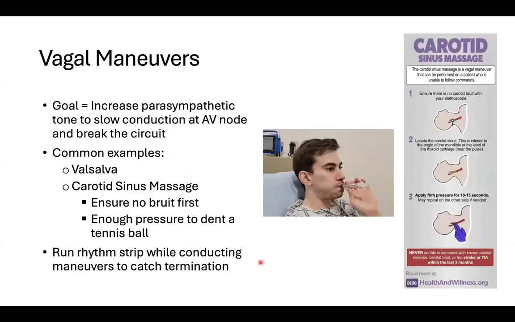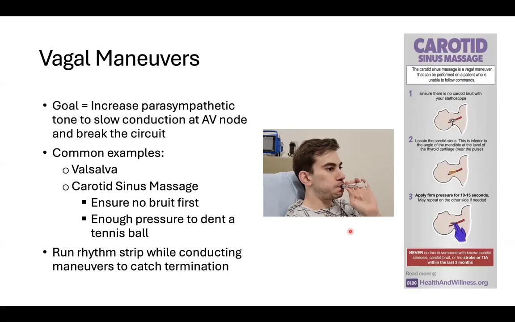Perfect. And so, stepping a little into the management of AVNRT, we mentioned vagal maneuvers. Our goal here is to increase the parasympathetic tone to slow conduction at the AV node. You may have seen this done before, but some common examples include the Valsalva maneuver as well as carotid sinus massage. For the Valsalva maneuver pictured here, you ask your patient to blow into a syringe, having them bear down as a way of trying to increase that parasympathetic tone.